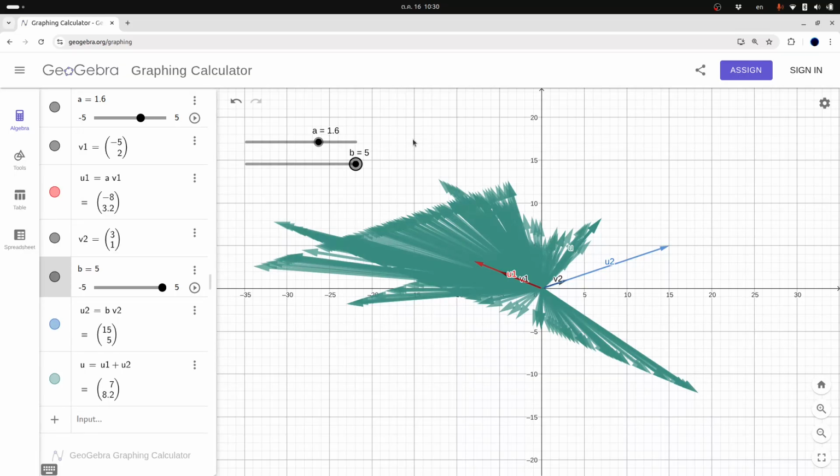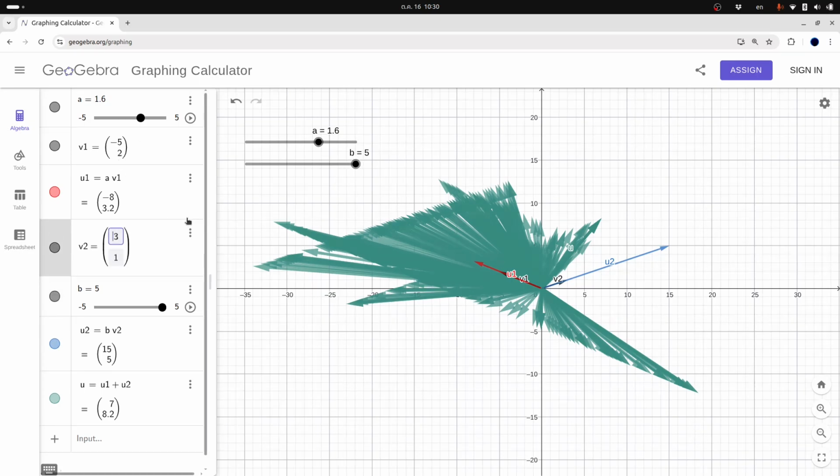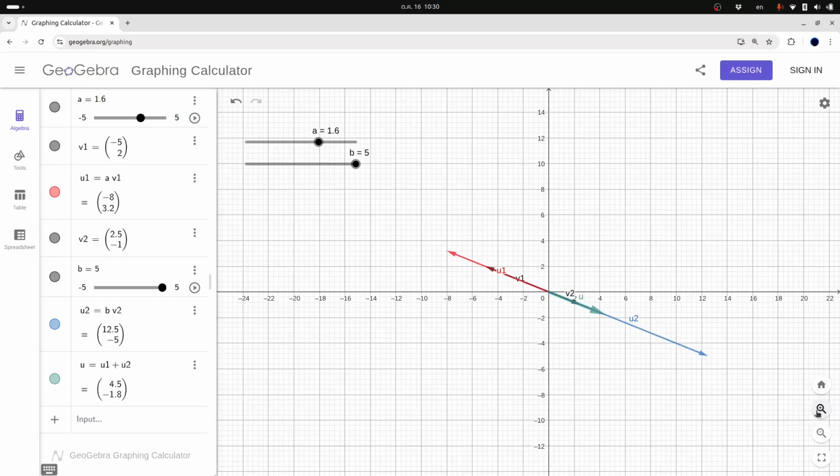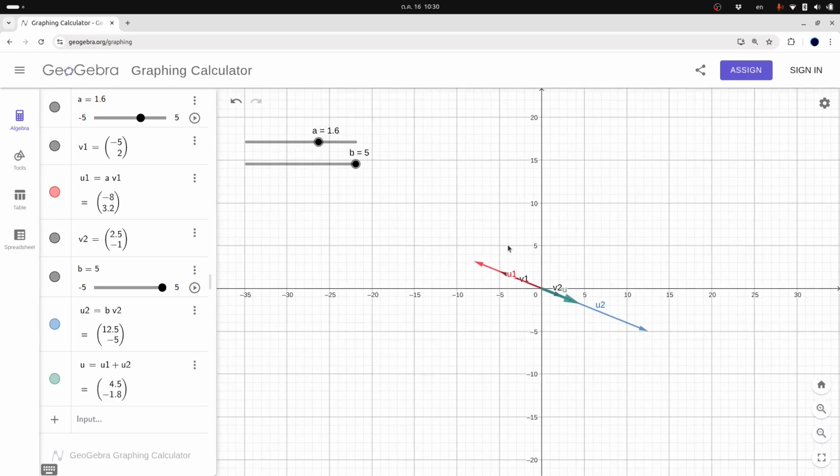Now let me change v2 a little bit. Suppose this is v1, and let me have v2 be 2.5 and minus 1. Let me clear. So now v1 is this, v2 is this. The span of v1 is a line like that. The span of v2 is also a line, but they have the same span, because these two vectors are parallel.